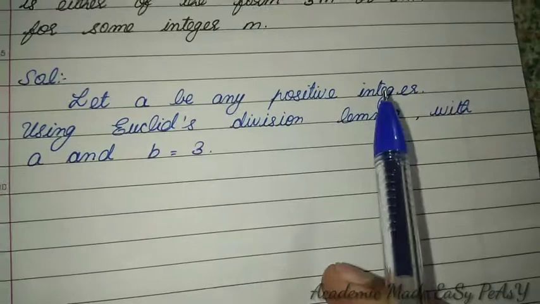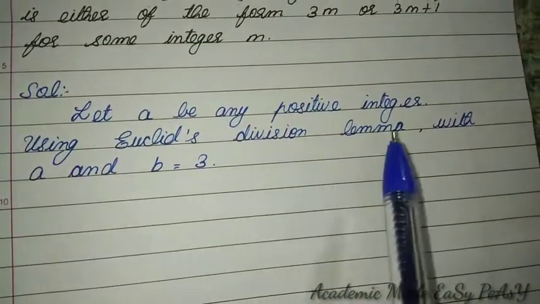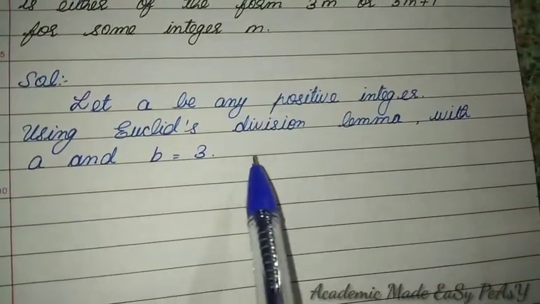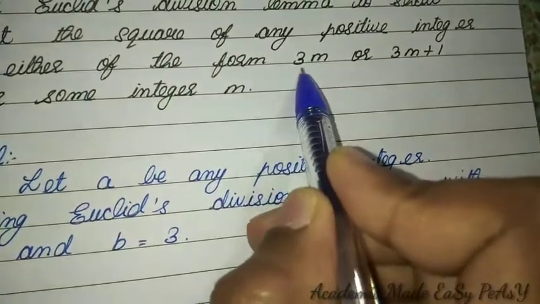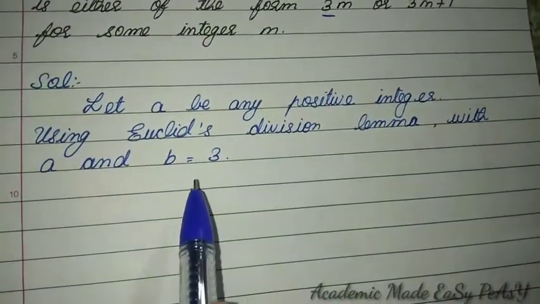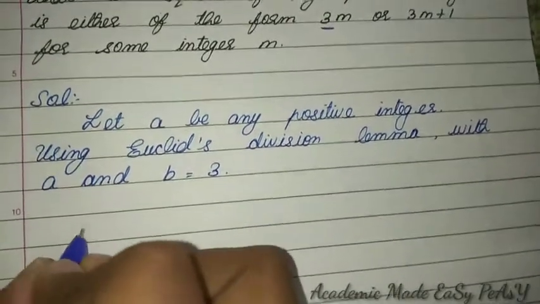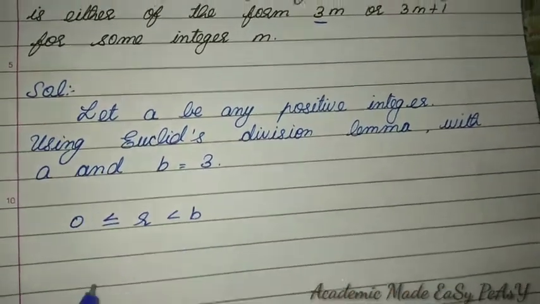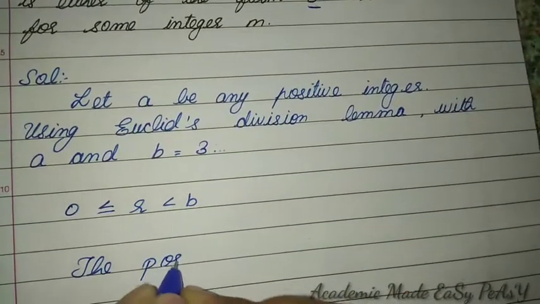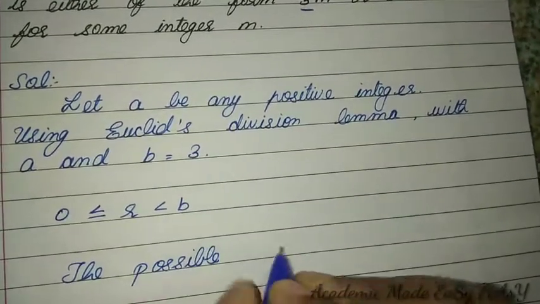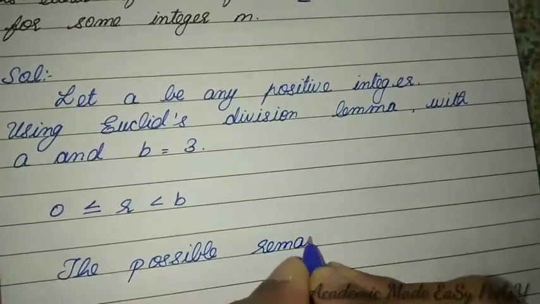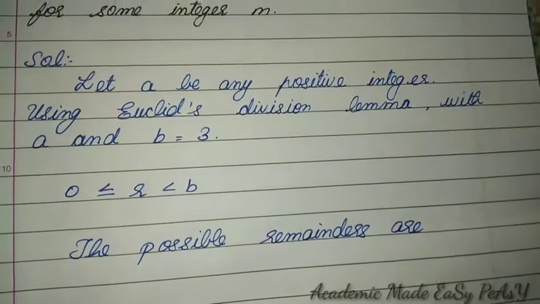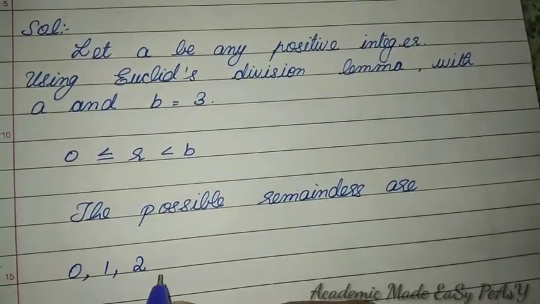Let a be any positive integer. Using Euclid's division lemma, because it is given in the question, with a and b equal to 3, because the value given here is 3. So I am taking the value as 3. Okay, so I know that 0 less than or equal to r less than b. The value of b is 3. So therefore, the possible remainders are 0, 1 and 2.